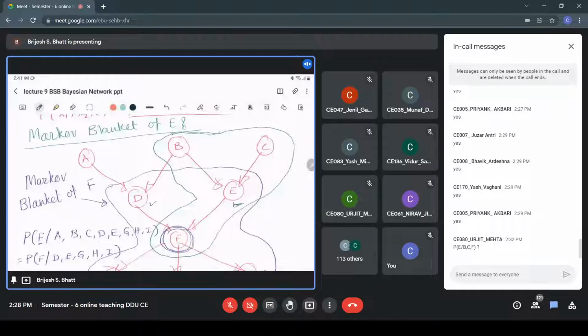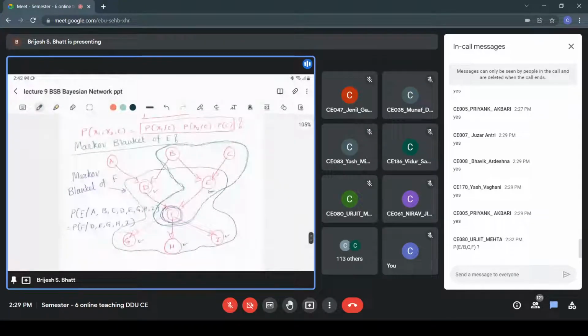This green area is the Markov blanket of E: immediate parents, siblings, and children. That makes a Markov blanket. So if you want to calculate the outcome of E, you only need to look at B, C, and F. Right? That is the Markov blanket. We will talk about this more next time, and this will help us in understanding the powerful concept of Gibbs sampling.